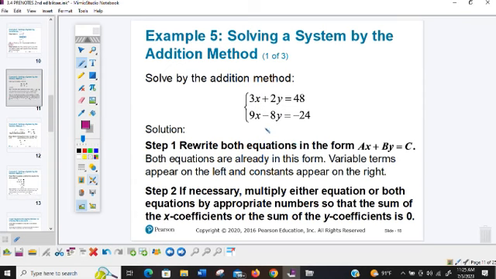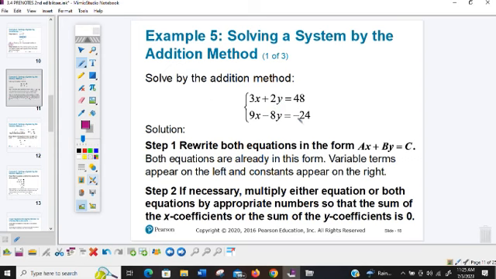Okay, and then you want to pick one to get it to cancel out. And what you want to do is look and see if there's something easy you can multiply by. So right here, I can make this a -9 if I multiply the top by -3, and that would get my x's to cancel. Or if I wanted my y's to cancel, I can multiply the top by 4, and that would give me a positive 8y, and my y's would cancel. So I'd multiply everything on top by 4.